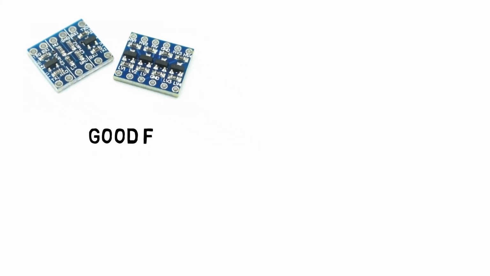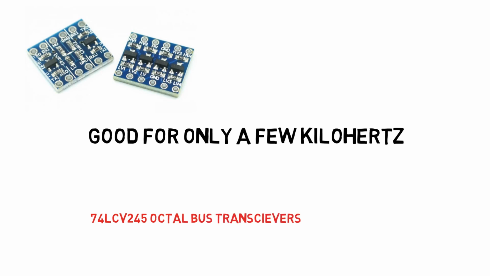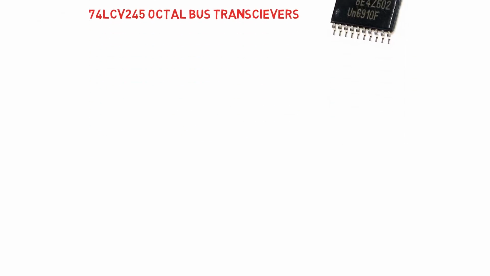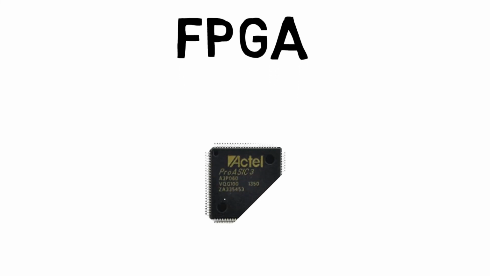Keep in mind, such devices have limited switching speeds. Such a setup is usually good for only a few kHz, and discrete octal bus transceivers such as the 74LVC245 will provide faster switching speeds into the megahertz range. If you find that you need a lot of glue logic to realize your design, you may consider using a small FPGA in your design. But that is a talk for another video.